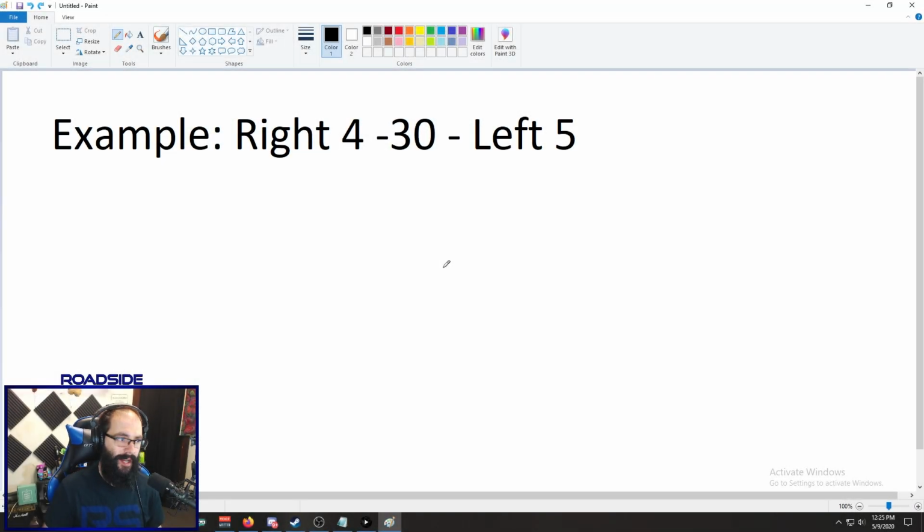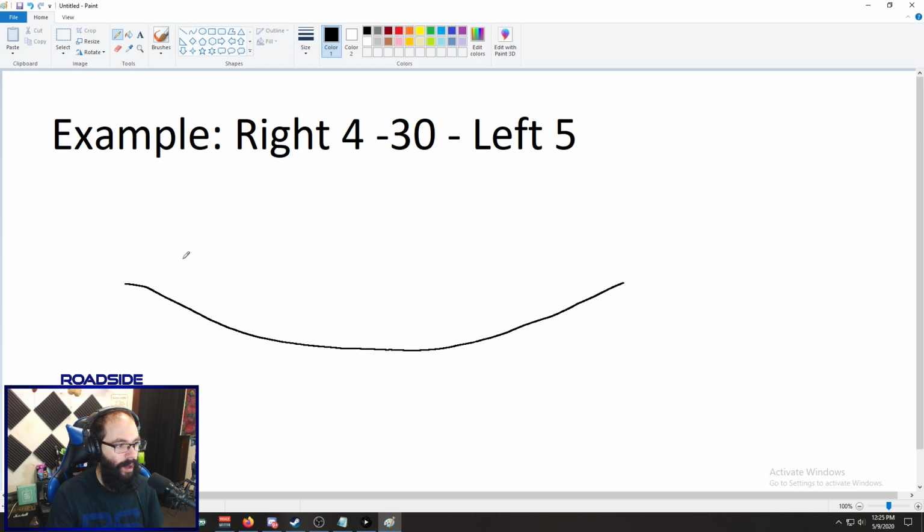So let's take this for an example. If what Phil calls is something like a right 4, 30, left 5, what that means is you have a right 4, and the number 30 is a distance that's straight. So you have a kind of tight right turn. You've got a little bit of a straight into a left 5. So what that would end up looking like is something like this.